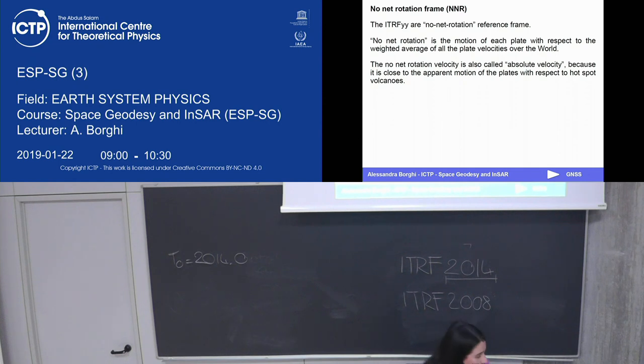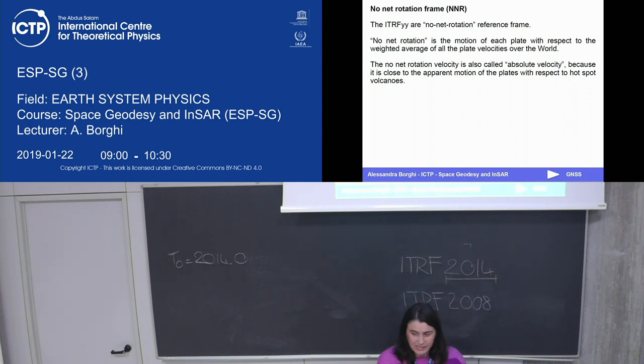one thing that is important is the no-net-rotation frame. ITRF is a no-net-rotation frame. It means that the motion of each plate is referred to the weighted average of all plates over the world. We have a system that is rotating on the Earth. The no-net-rotation frame means this.